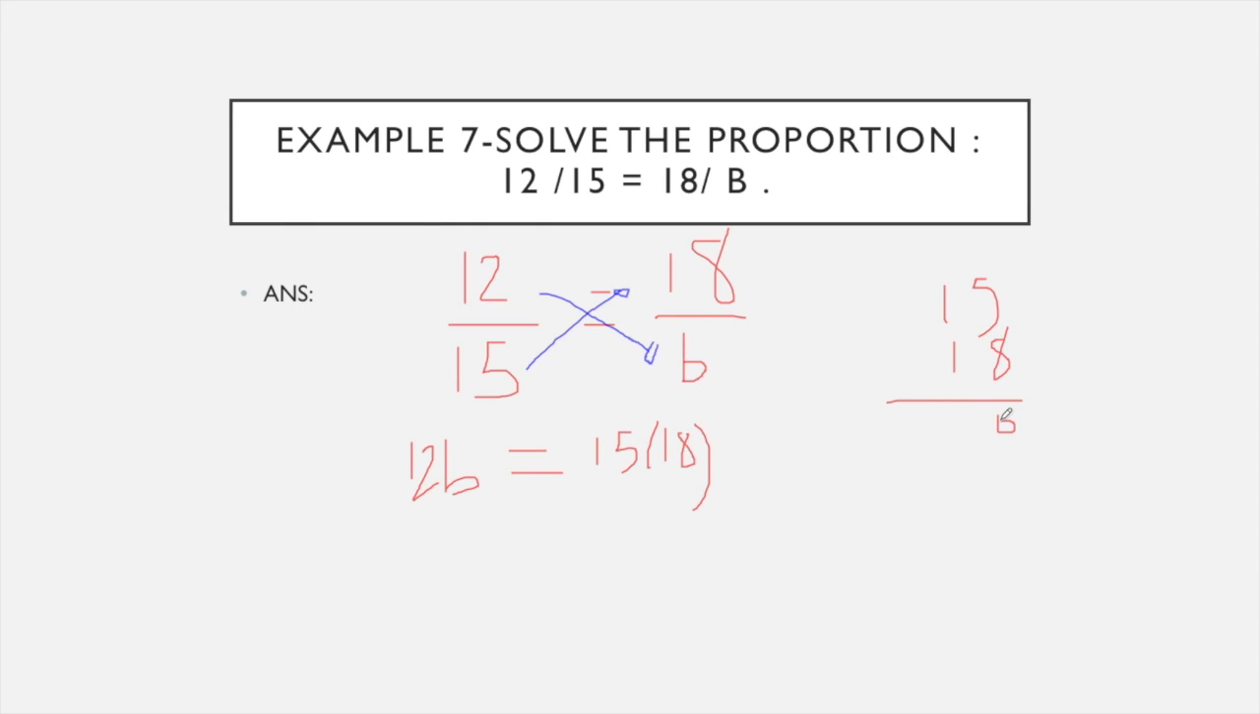8 times 5 is 40. 8 times 1 is 8, plus 4 is 12. 1 times 5 is 5. 1 times 1 is 1. 0, 7, 2. So 270. So 12b equals 270. We divide both sides by 12, and b will equal 270 over 12.